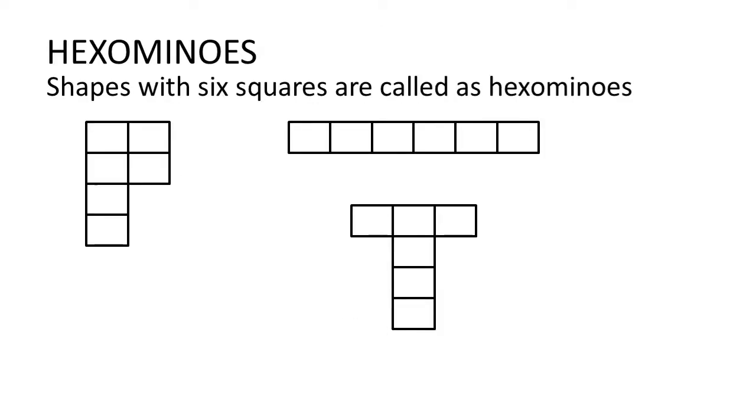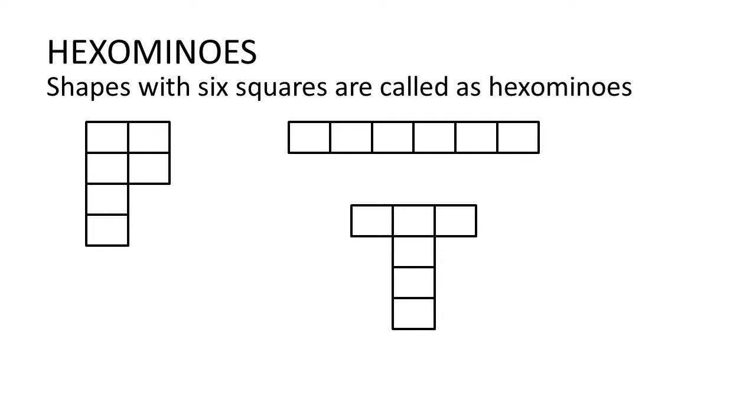In the previous module we learned pentaminoes. Now here we are going to learn hexaminoes. Now what is hexaminoes? Shapes with 6 squares are called hexaminoes. Previously, pentaminoes were the shapes with 5 squares. Now, these shapes are made up of 6 squares and they are called hexaminoes.